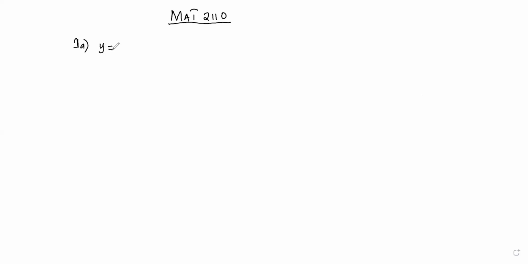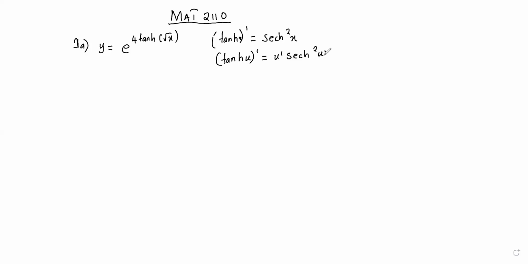says find the first derivative of y is equal to e to the power 4 hyperbolic tan of root x. Okay, so one thing we know is that the hyperbolic tan derivative is hyperbolic sec squared. If I put hyperbolic tan of u, the derivative is going to be u prime times hyperbolic sec squared of u. You see that? So in this case, to differentiate e to the u, I get u prime e to the u, like that.